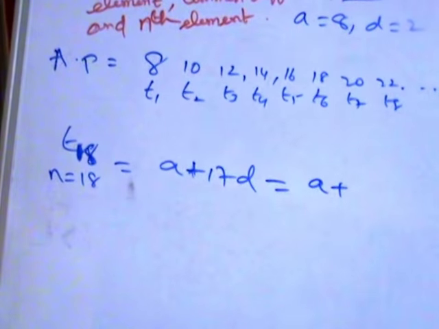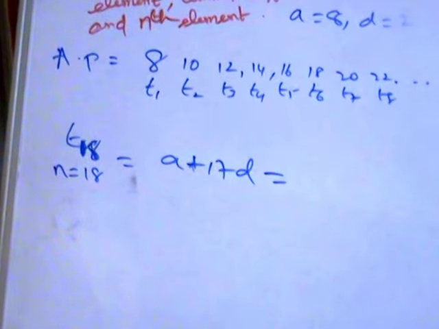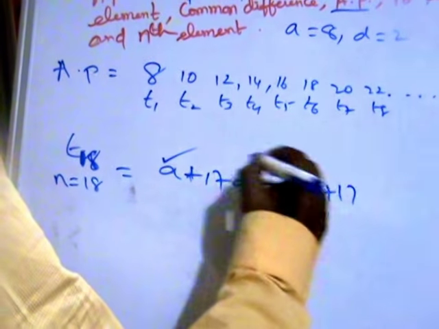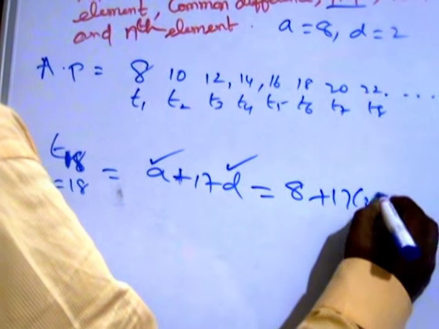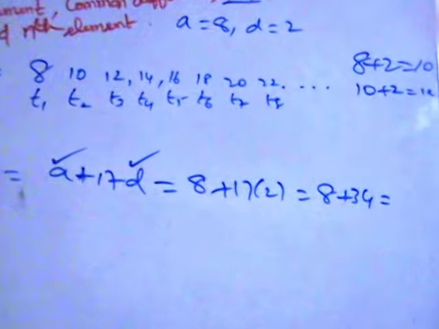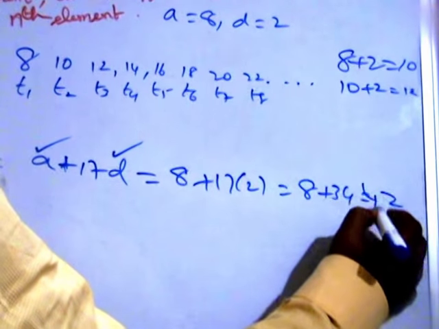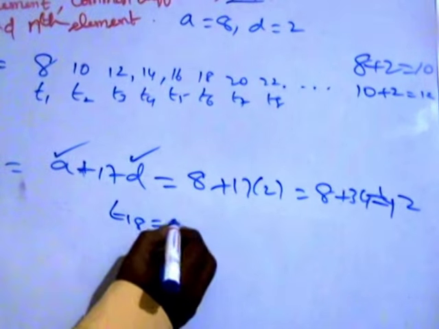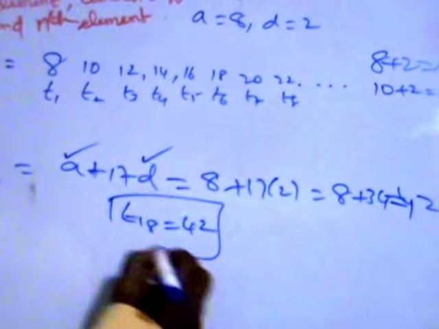Equal to A plus 17D. A is actually 8. A is 8 plus 17 into D, D is 2. 8 plus 34, which is equal to 42, is the answer. So you can write 18th term equal to 42. Even that question is over.